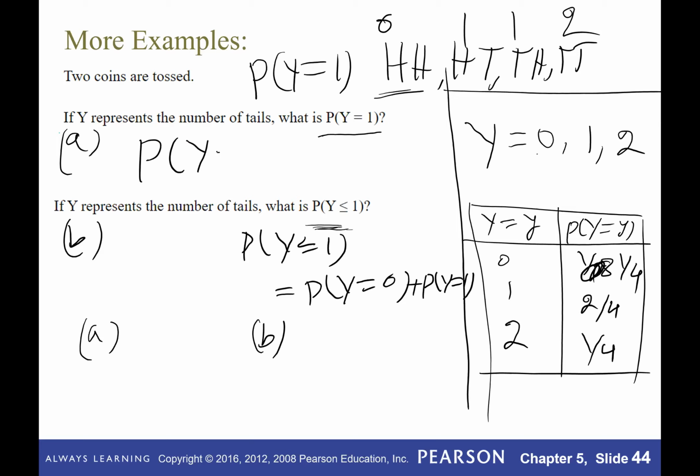For part A, probability of y equals 1. So what is the probability when y is 1? It is 2 over 4, so this is half, right? This one will be half.